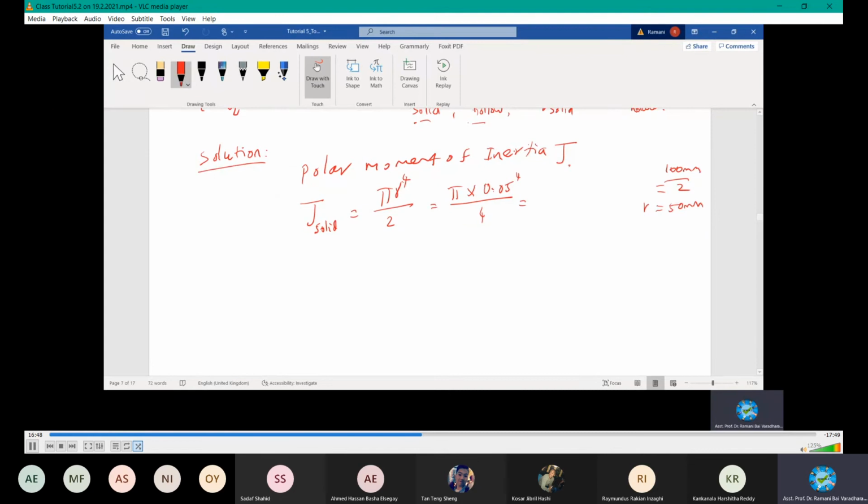Let's find out the value for hollow. J hollow will be differing in, because the diameter, this is a solid member, right? It's a solid member of diameter, radius 50 mm, right? But in the next case, it is, the first case, it is a big one. Oh, it's solid. I don't know the drawing tools.